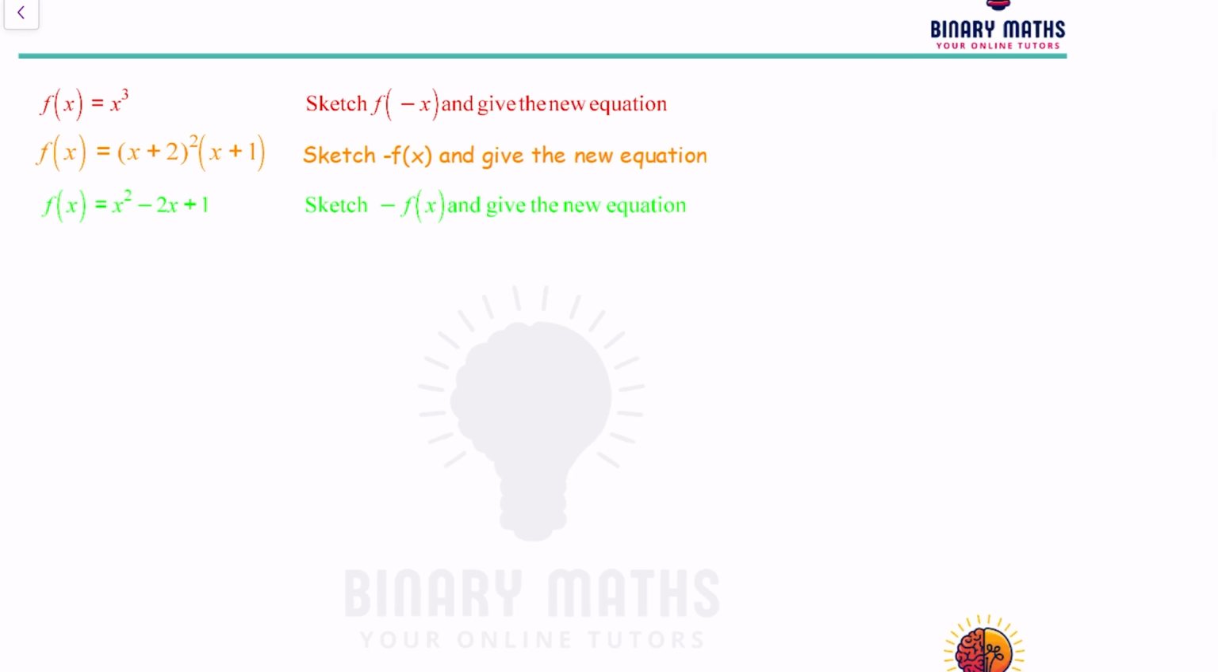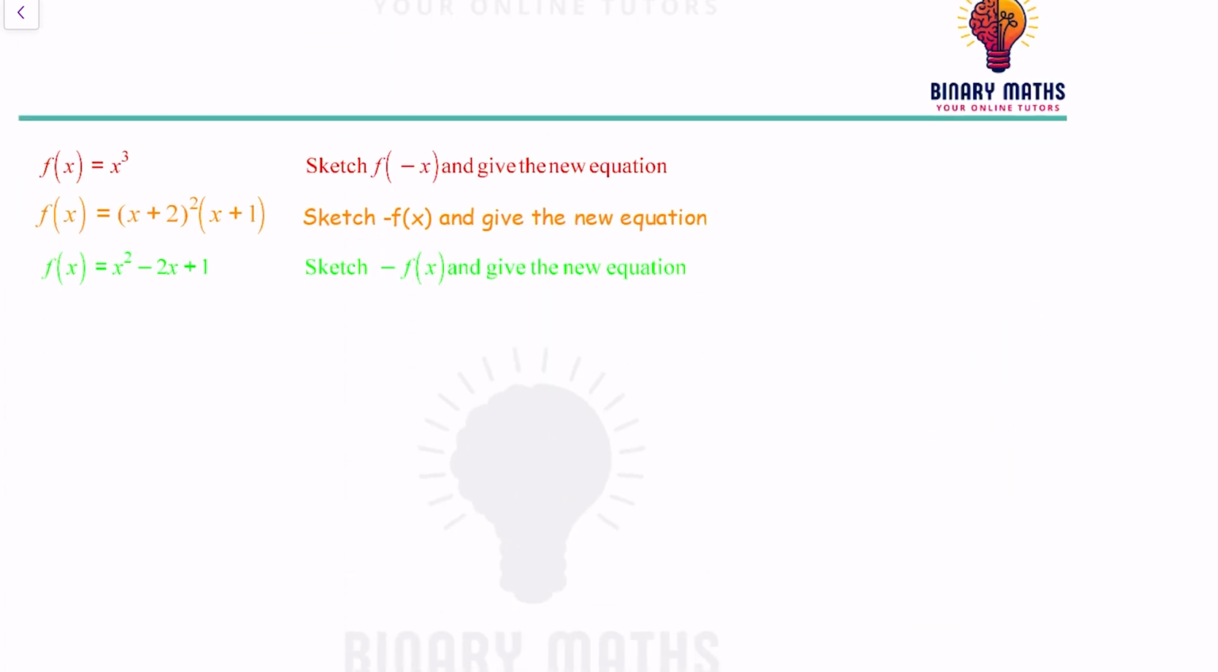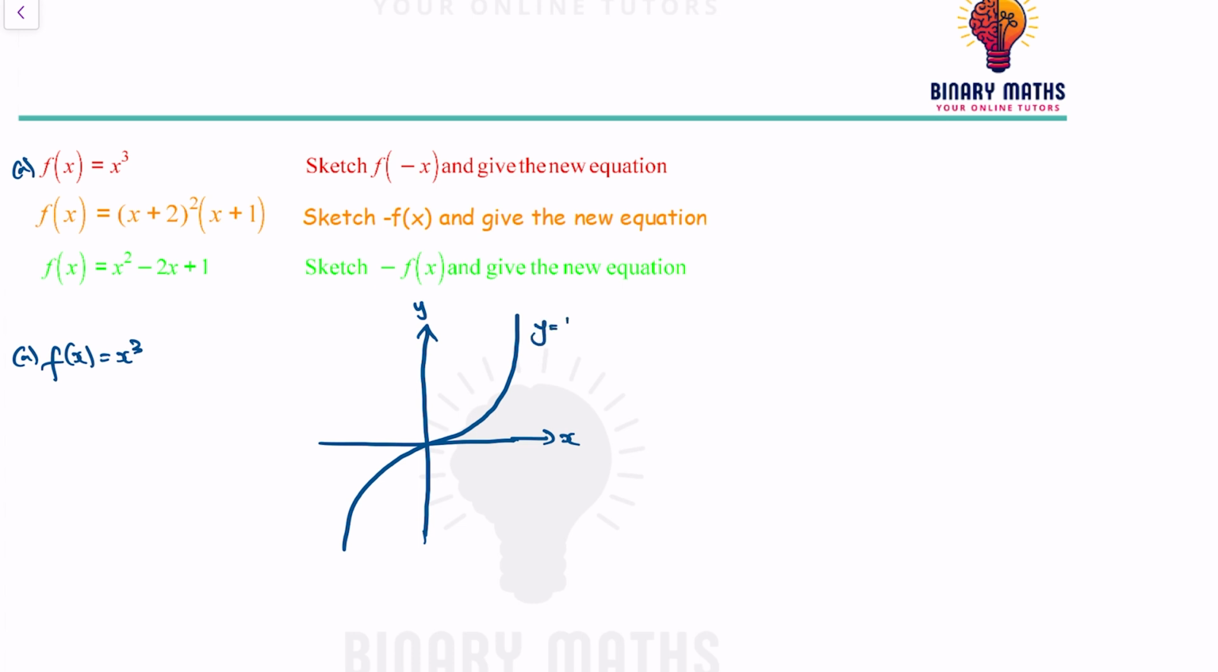F of x is equal to x cubed. Sketch f of negative x and give the new equation. So f of x is equal to x cubed. It's a cubic graph starting from quadrant 3 to 1. So if I'm drawing this one out, let's call this A. It's just a cubic graph going from quadrant 3 to 1, with a point of inflection at the origin. So this is y is equal to f of x.